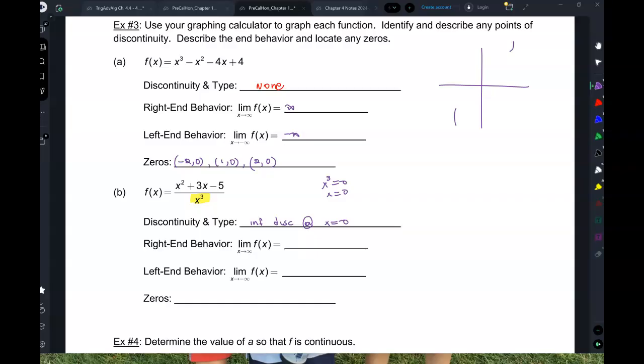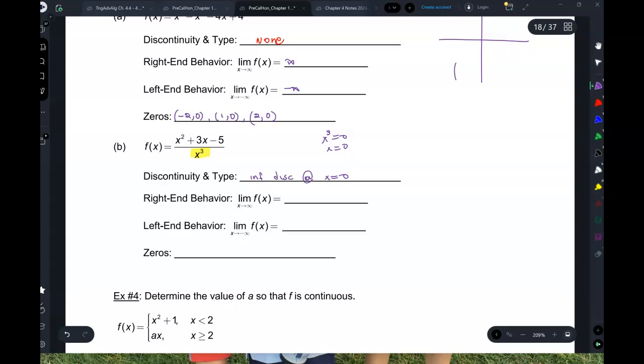Okay, so let's do this one. What is the limit as x approaches infinity? Did you guys graph it? So what is it? Somebody said it. Who said it? 0, right? It approaches 0. And as x approaches negative infinity? 0 again. Okay, so what are the zeros for this?